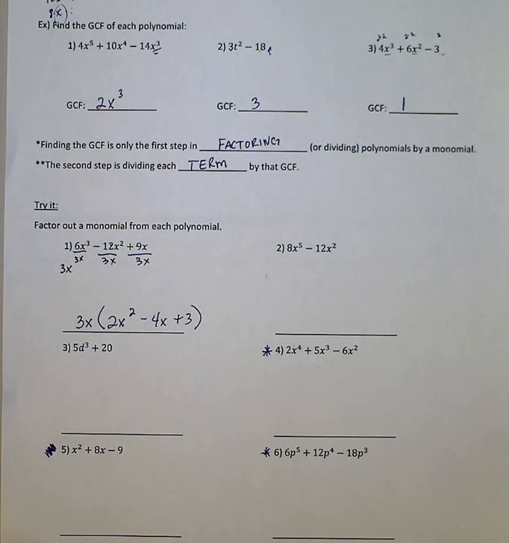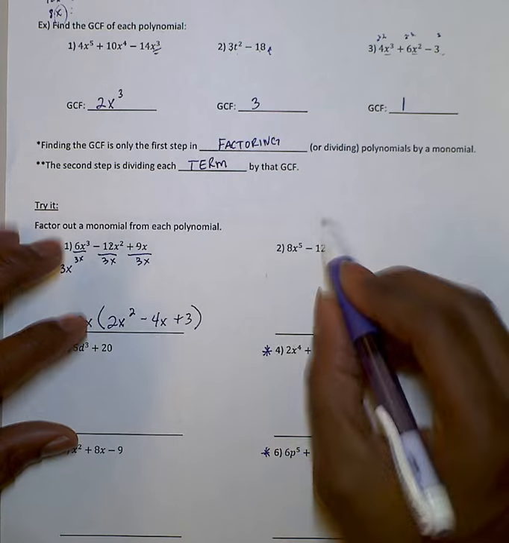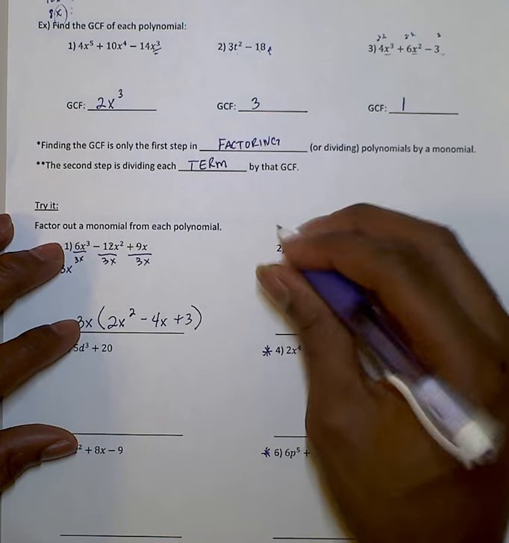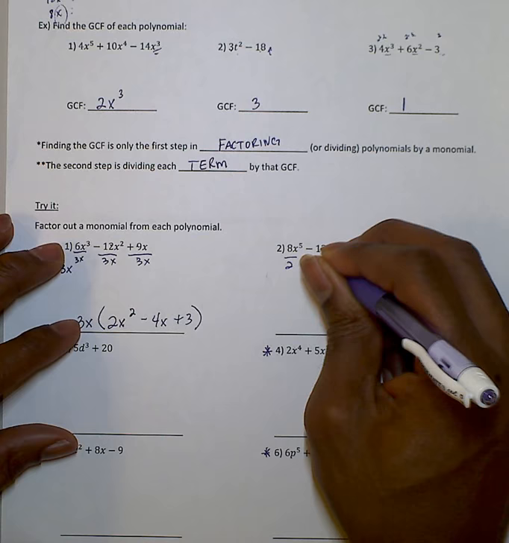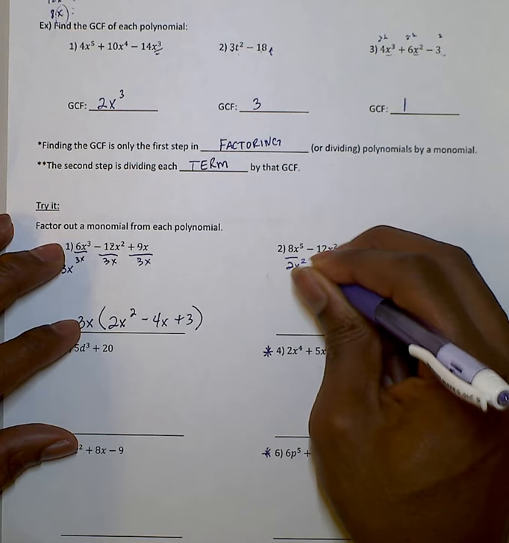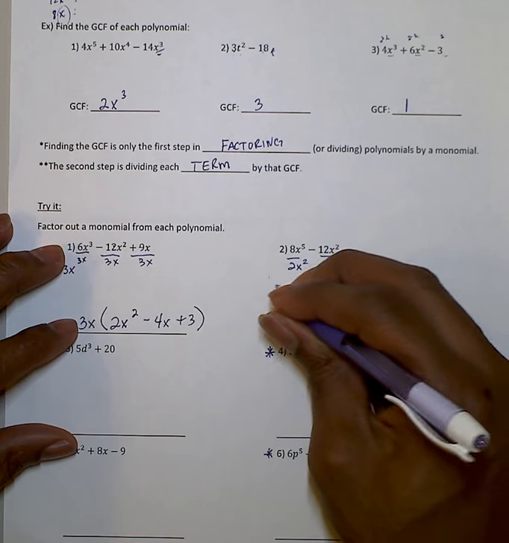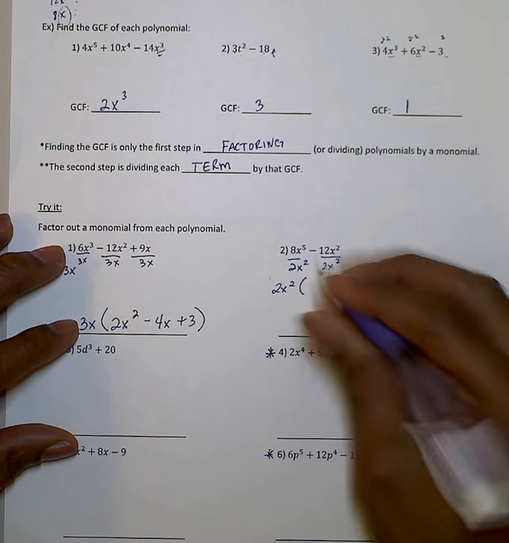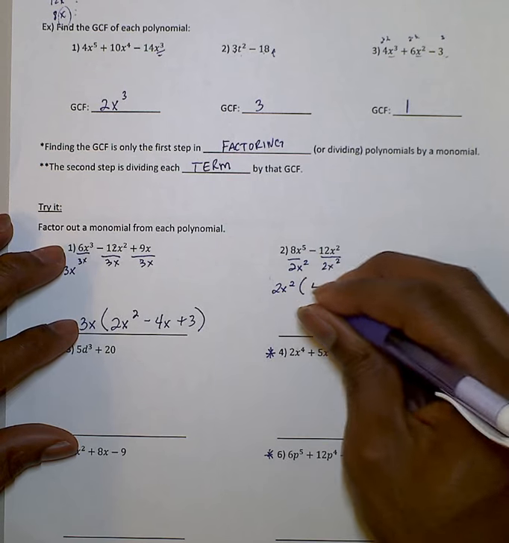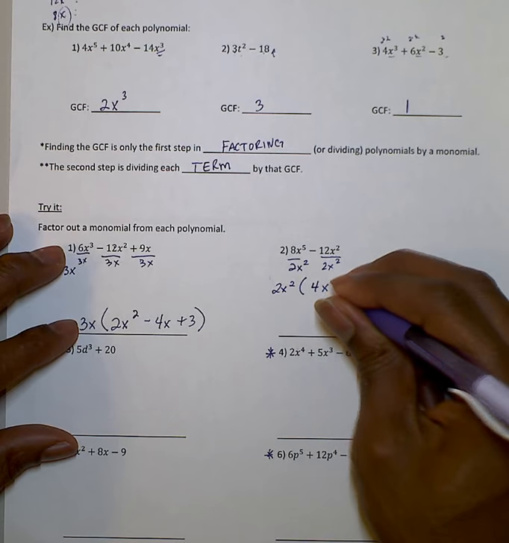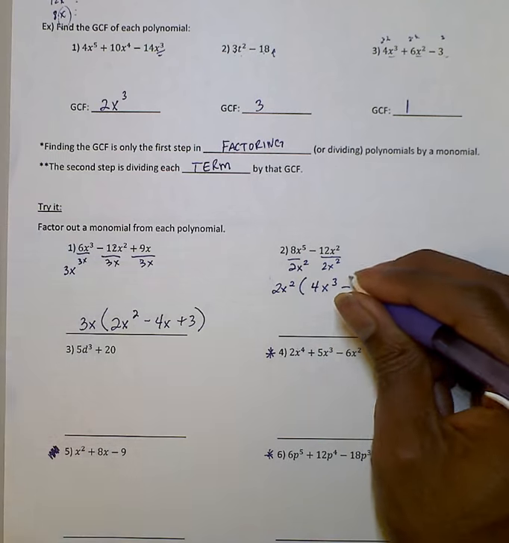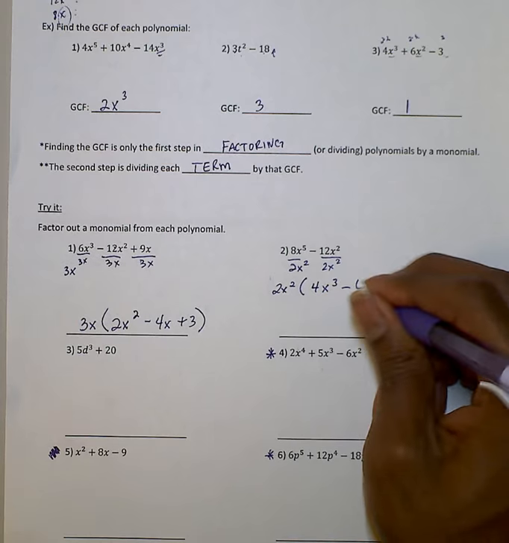So, let's say I get to this next problem and I say, okay, these are both even, so I can take out 2. And this has x squared, so that's the biggest thing. So if I take out 2x squared, let's see what's left. We have 8 divided by 2, which is 4. X to the 5th divided by x squared is x to the 3rd. We have negative 12 divided by 2, negative 6. X squared divided by x squared is x.